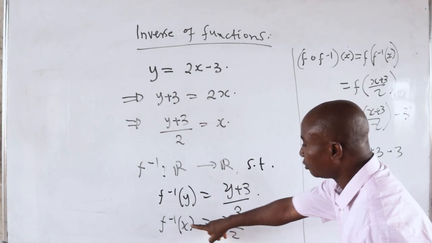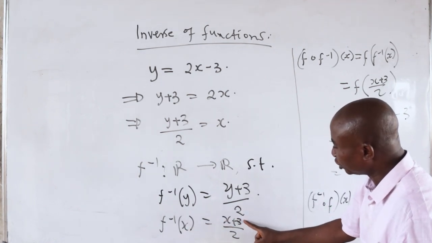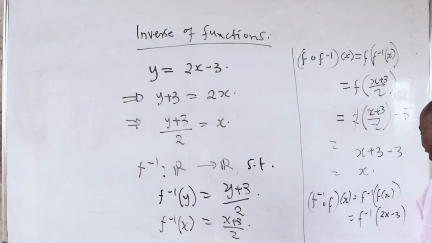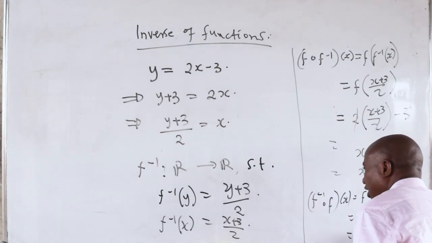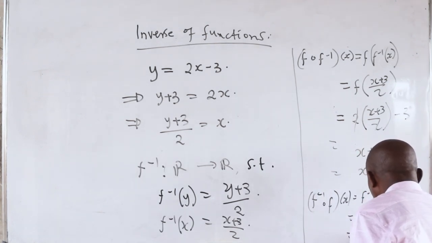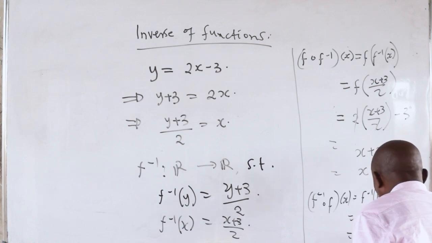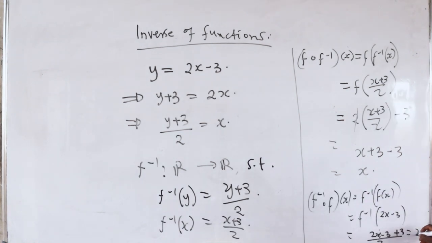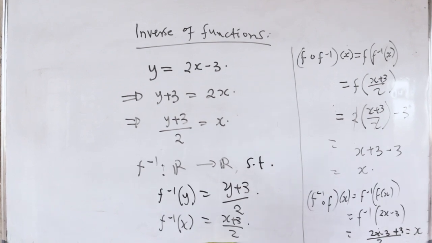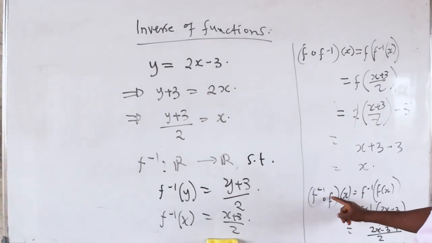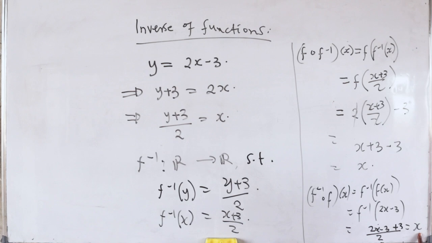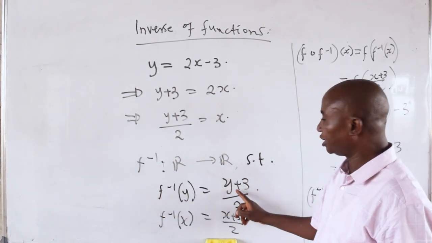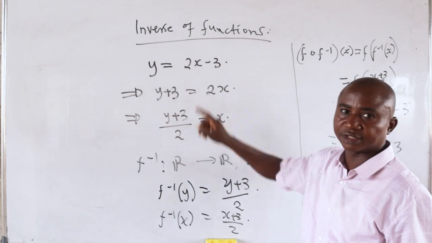Now, we know how f⁻¹ behaves. For anybody you give it, you add 3 and divide by 2. So here we're giving it 2x − 3, which gives us (2x − 3 + 3)/2, and this is nothing but x. So again, we see that f⁻¹ composed with f gives x. Therefore, this function, defined this way, is the inverse of f.